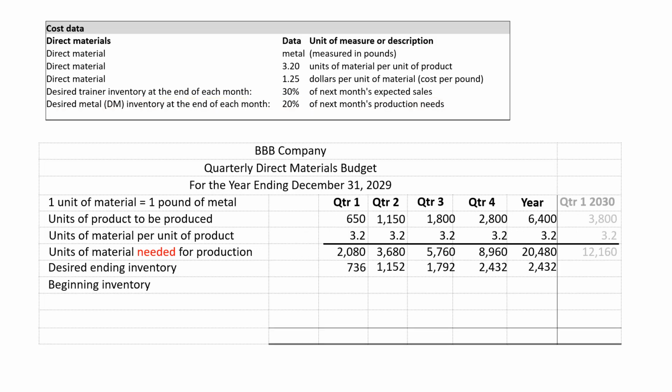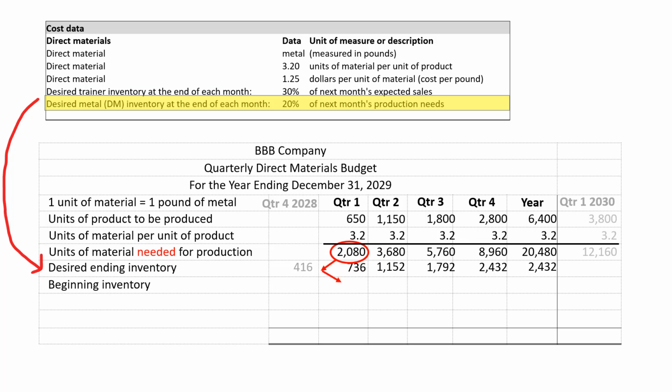To calculate the beginning inventory for quarter 1, consider this. Quarter 1 beginning inventory has to be the same as the previous quarter's ending inventory. You already know how to calculate ending inventory. Take 20% of the next quarter's metal needs. Quarter 4 2028 ending inventory equals 20% times Q1 2029 needs. 20% times 2,080 pounds of metal equals 416 pounds. Q4 2028 ending inventory, 416 pounds of metal, equals Q1 2029 beginning inventory, 416 pounds of metal.